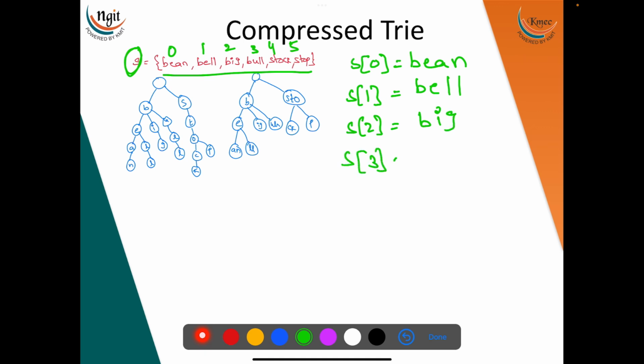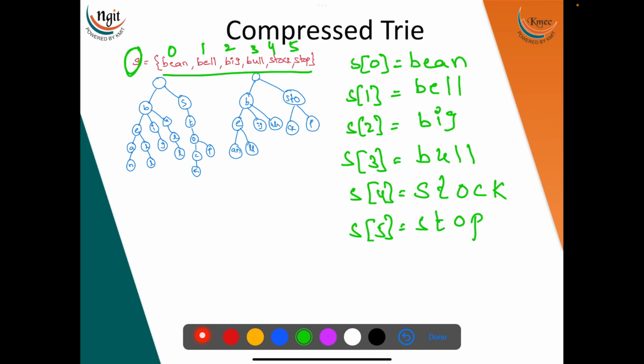Now S of 3 is BULL. S of 4 is STOCK. S of 5 is STOP. So here, at the 0th, first, 2, 3 indices, the maximum is the 3rd index, but only STOCK has 5 alphabets in the word, so I'm just giving 4 here. This is the memory representation of your compressed trie.